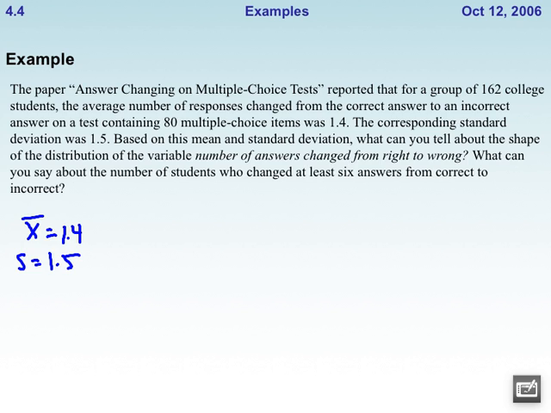What's your inclination? What do you feel like we should probably do? What have we been doing with normal distributions? Drawing them. Okay, so let's draw it.